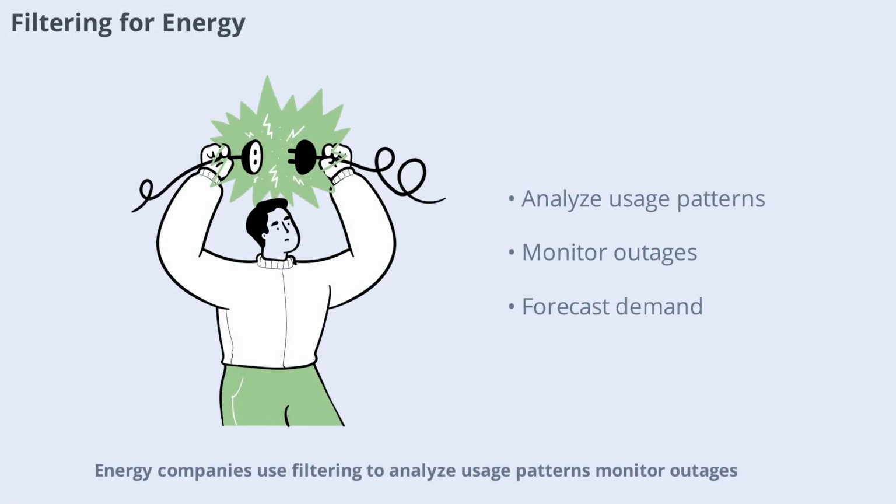Energy companies use filtering to analyze usage patterns, monitor outages, and forecast demand. By segmenting data by region or time, they can improve service and plan for the future.